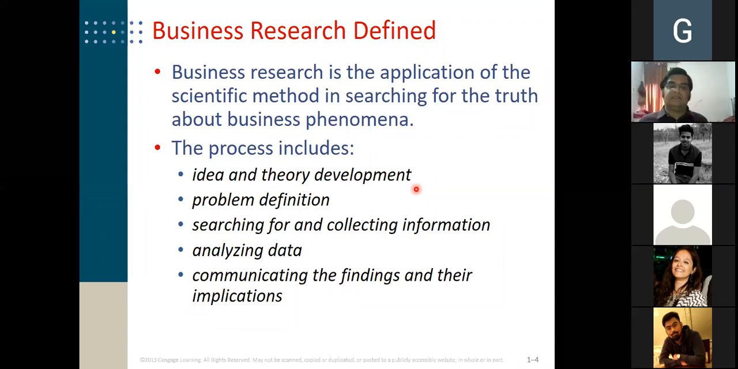I am having an idea. I define a problem, I search, I collect data through a questionnaire, I analyze the data with a statistical software, SPSS. So I will teach you SPSS also, that is Statistical Package for Social Science. Okay. And finally, communicating the findings and their implications. Right. So this is the overall process of any research.